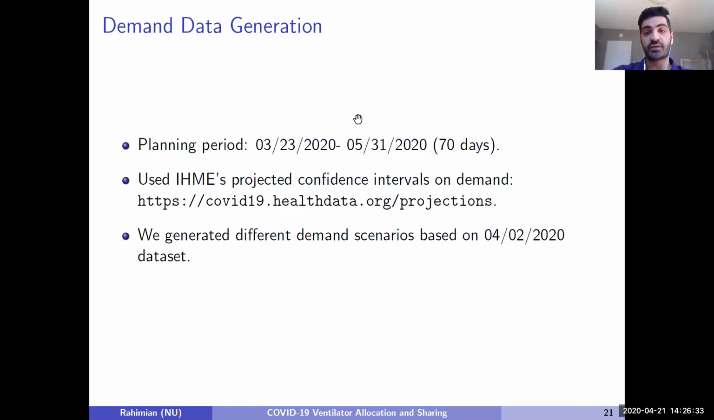We consider a planning period of 70 days, from March 23rd to the end of May. For the demand information, we use IHME's projected confidence interval, from the database that was published on April 2nd. According to those confidence intervals, we generated different demand scenarios in order to capture different mitigation strategies, like a stay-at-home order, a stay in place, and business closures, and how the number of infected people who would need ventilators would evolve over time.